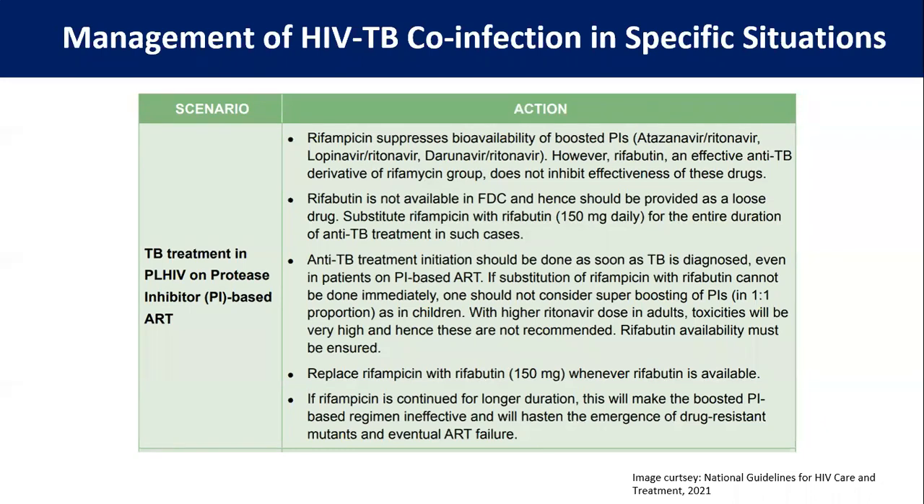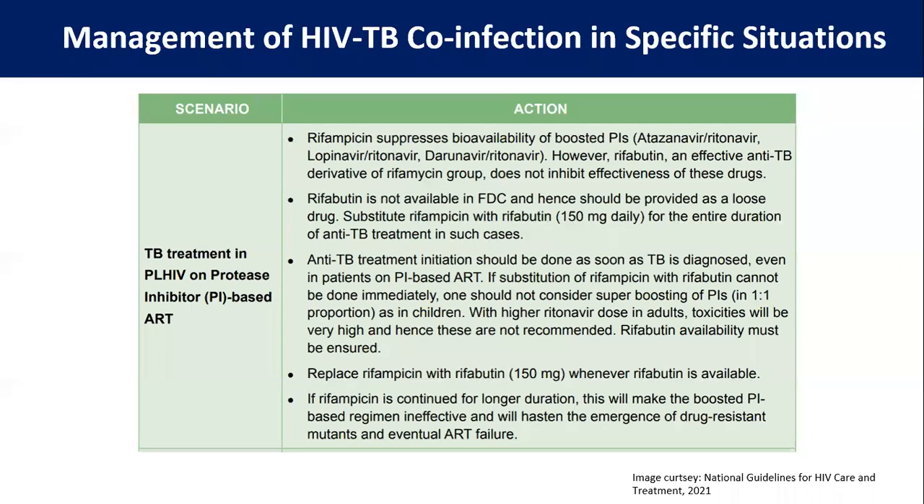Now, if we are using rifampicin, then in case of children we can go for super boosting, but in case of adult, first we will try to change the PI-based regimen into a dolutegravir-based regimen, and we can provide it twice daily. And if we can substitute rifampicin with rifabutin, then we need not make it twice daily, and we can continue the DTG-based regimen. Now, TB treatment initiation should be done as soon as the TB is diagnosed.